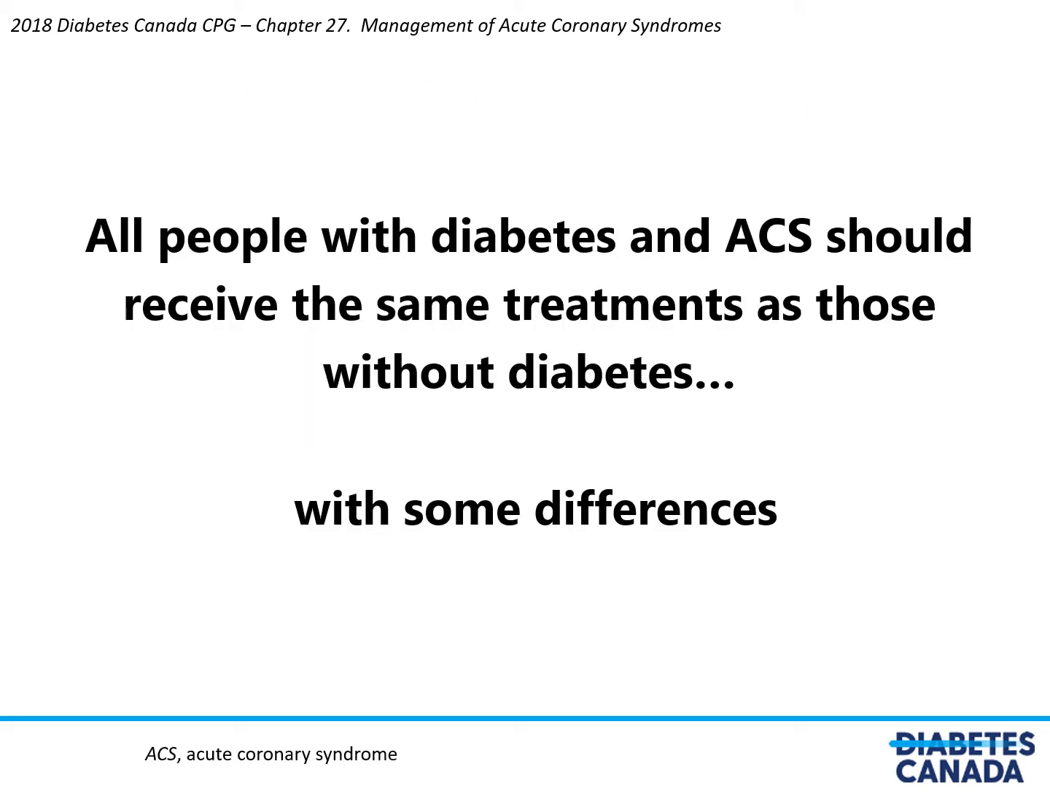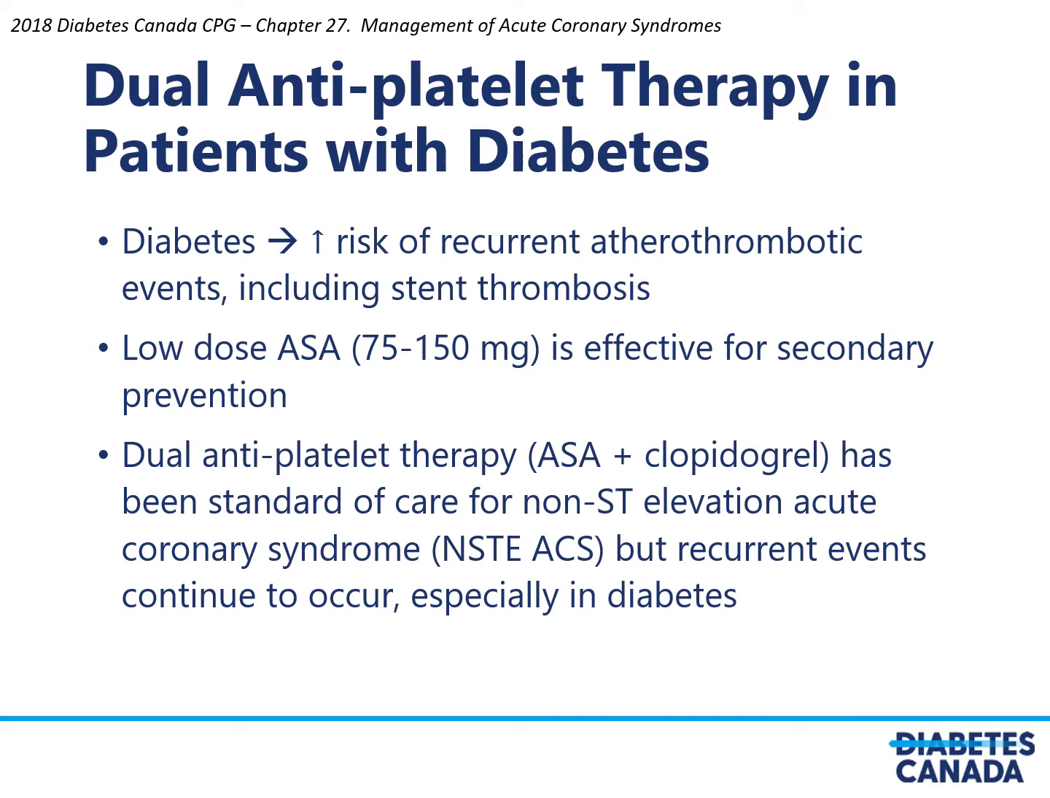All people with diabetes and acute coronary syndrome should receive the same treatments as those who do not have diabetes, but there are some important differences which will further help those living with diabetes. People with diabetes have an increased risk of recurrent atherothrombotic events, including stent thrombosis. Low-dose aspirin therapy is effective for secondary prevention, and dual antiplatelet therapy is known to be effective as well.